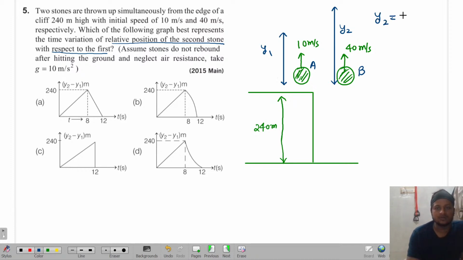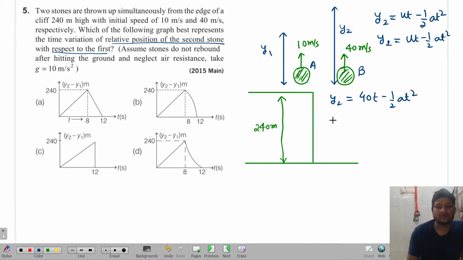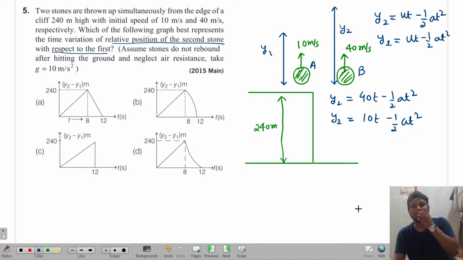It will be equal to ut minus half at square. Okay, what will be displacement equation for ball A? Y1, it will be ut again minus half at square. So okay, now look over here, y2 is going to be equal to how much? Y2 is going to be equal to initial velocity 40t minus half at square, and y1 is going to be equal to how much? It is going to be equal to 10t minus half at square. Got it or not? Yes or no?